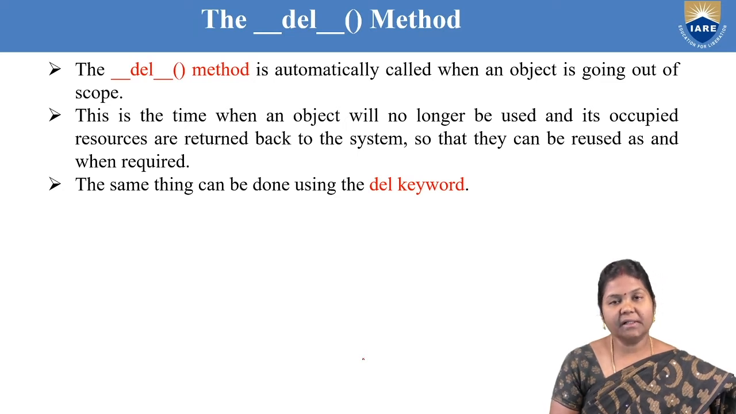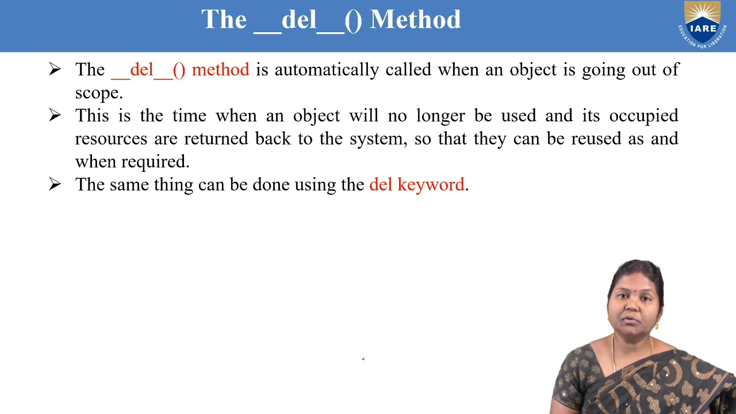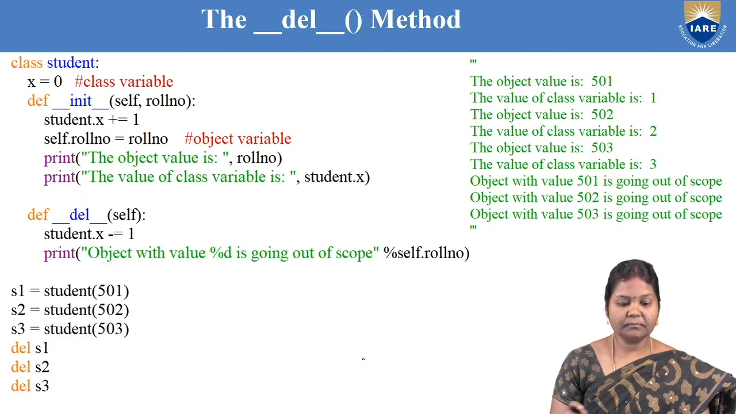So this del method is similar to the del keyword in Python. When an object is no longer required, if you want to delete it and return the resources back to the system, then use the del method, so that after deletion the resources will be returned back and you can reuse them again. The same thing can also be done with the del keyword. Let us see one example of how to use the del method.